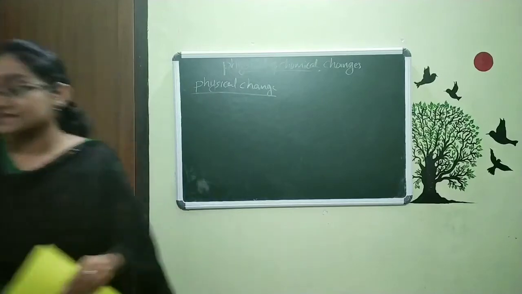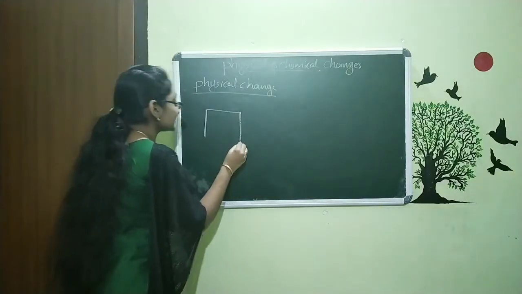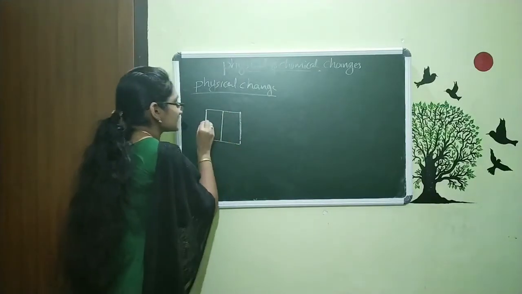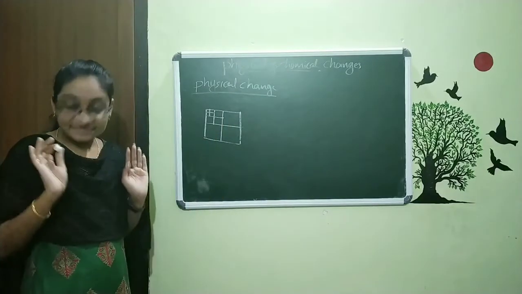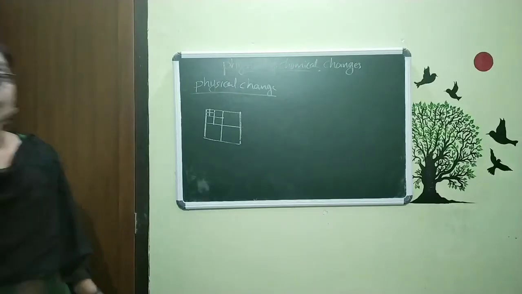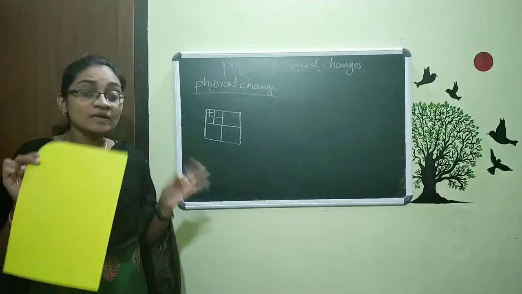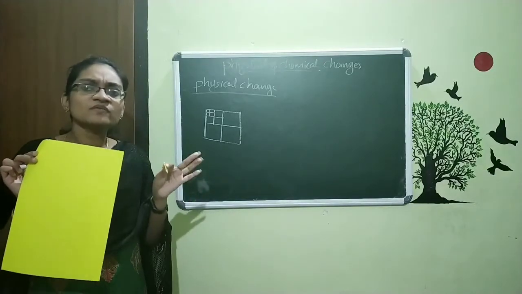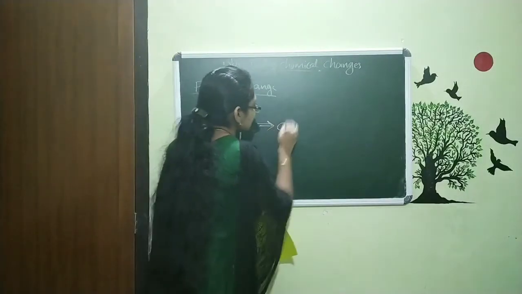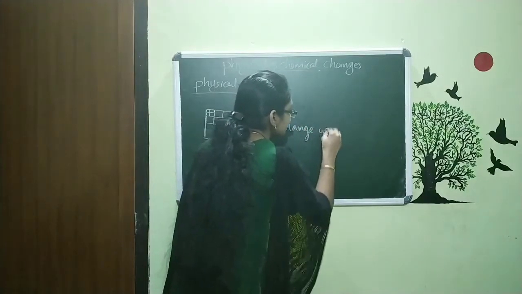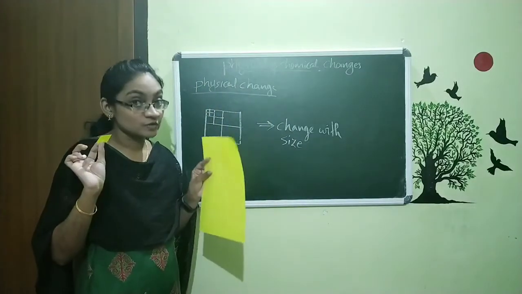So this is your first activity, that we just took one paper piece and cut it into small pieces. And here the small piece of paper and the big piece of paper are actually the same thing, but the only difference is the shape, or we can say the size. Change with size, but their properties have no variation.